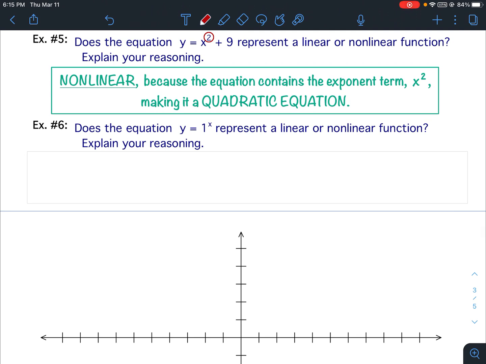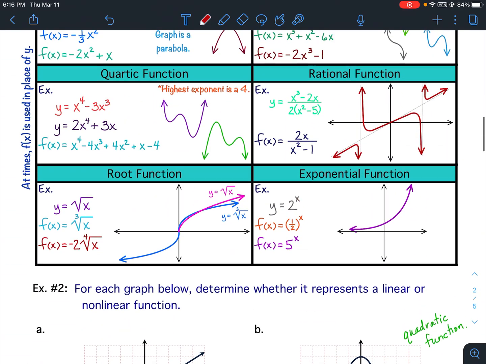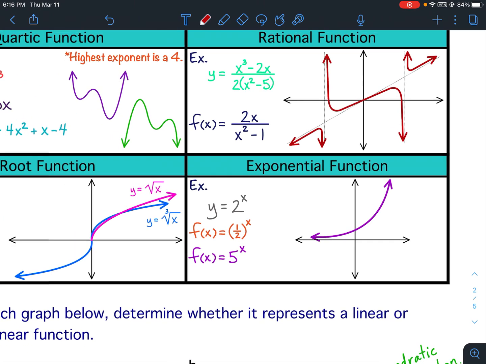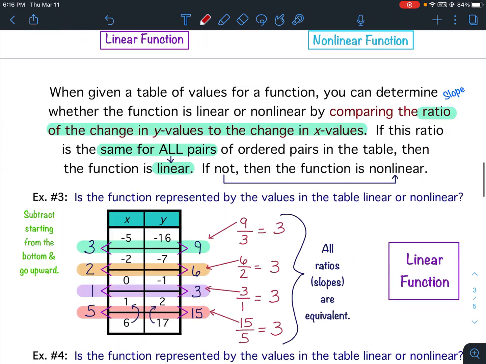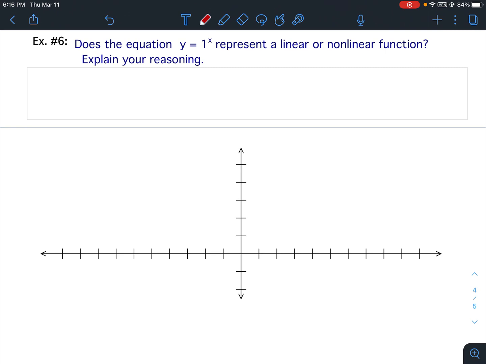Example 6. Does the equation y equals 1 to the x power represent a linear or nonlinear function? Now we talked about this. 1 to the x would be an exponential function, and we talked about that right here. So in this case, exponential functions are nonlinear functions. However, this might be kind of a trick question. I want to show you something.